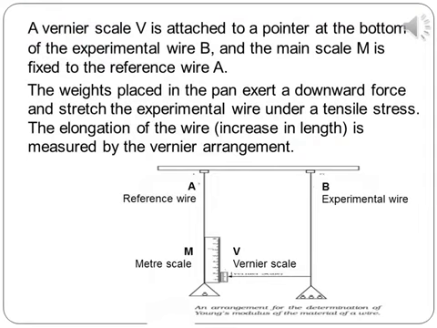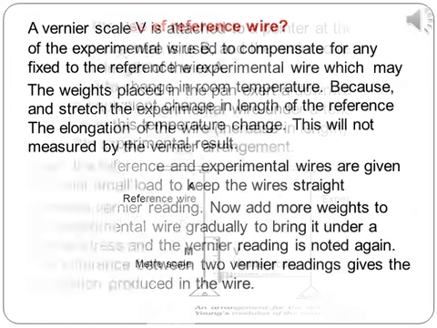See the figure again. You can notice a vernier scale which is attached to a pointer at the bottom of the experimental wire B, and the main scale M is fixed to the reference wire A. The weights placed in the pan exert a downward force and stretch the experimental wire under a tensile stress. The elongation of the wire, that is the increase in its length, is measured by the vernier arrangement.